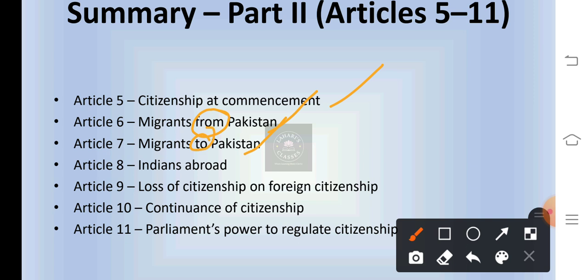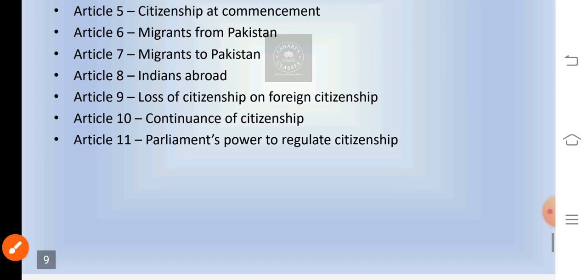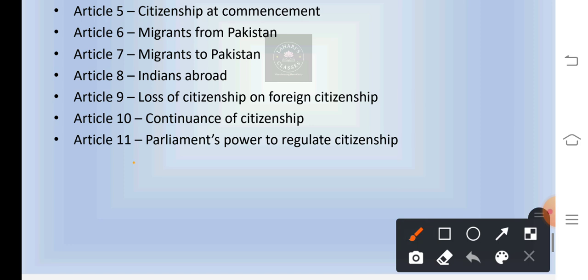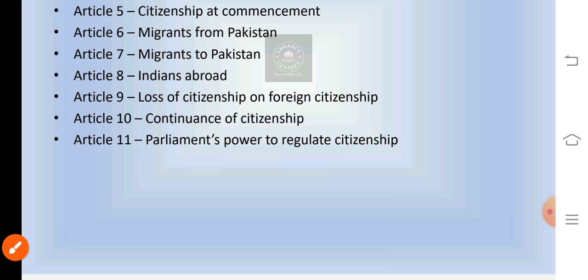Article 8 mentions the Indians living abroad and their willingness to acquire citizenship of India. Article 9 is how one can lose citizenship on voluntarily acquiring a foreign citizenship. Article 10 says the continuance of citizenship as made by the laws of Parliament. And Article 11 is Parliament's sole power to regulate citizenship. That is, no other states can make laws on citizenship, only Parliament can do it.